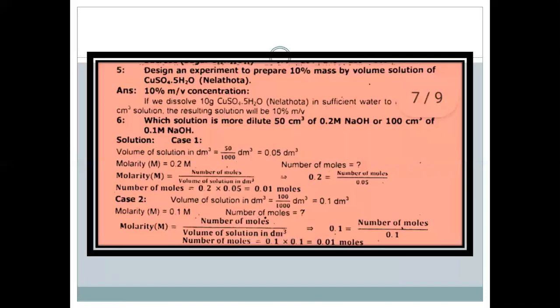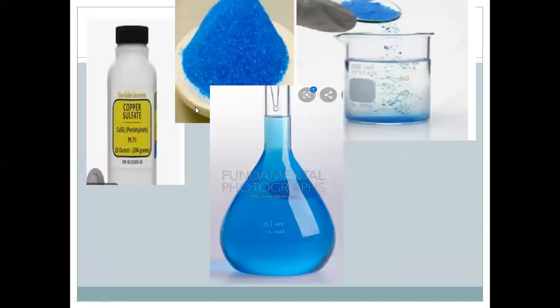Question number 5, design an experiment to prepare 10% mass by volume solution of copper sulfate pentahydrate. It is also called Nila Tota. And we have to prepare 10% mass by volume concentration. So for this, we have to take copper sulfate pentahydrate, or Nila Tota.